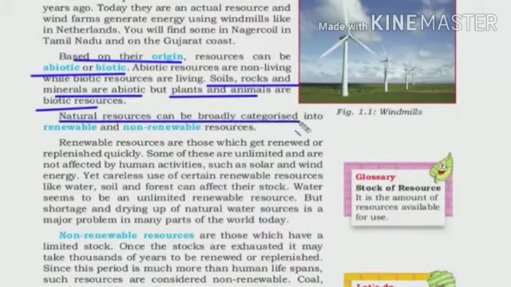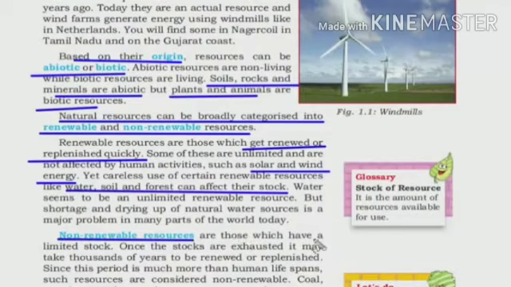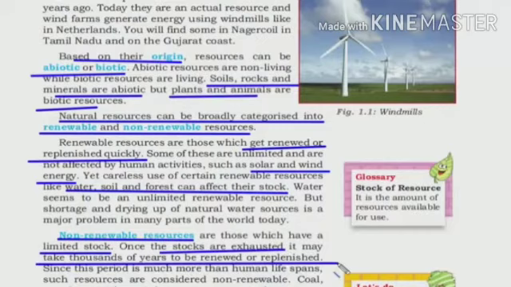Further, natural resources can be broadly categorized into renewable and non-renewable resources. I guess you know all about this. Renewable means which can be renewed again and again, and non-renewable is the opposite of it. They can be renewed or replenished quickly. Some examples are solar and wind energy. On the other hand, non-renewable resources are the ones which are limited in stock. Once it's over, it may take thousands of years to be renewed.